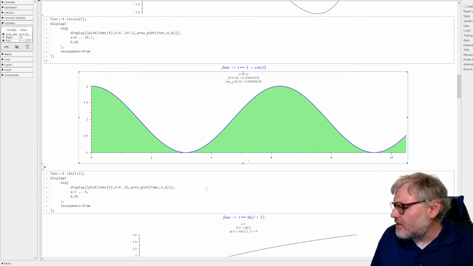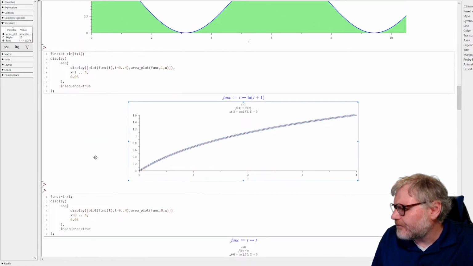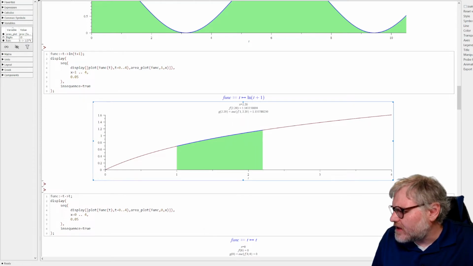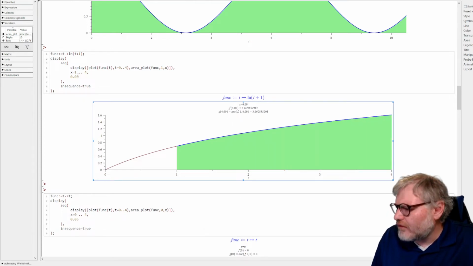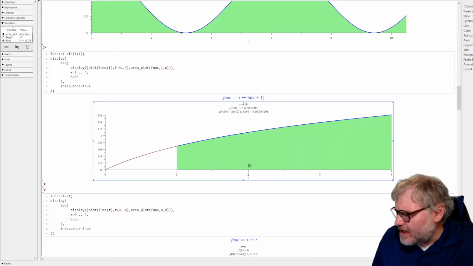Okay, let's look at another example of this. Here, I'm going to accumulate area under the log of x plus 1, but my base point is going to be 1 in this case. So when I start accumulating area, notice that I'm accumulating area starting from 1, not 0. That's my base point. And then as I move to the right, I accumulate more and more area.